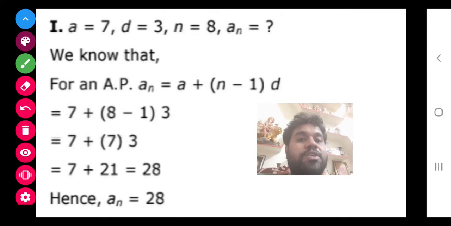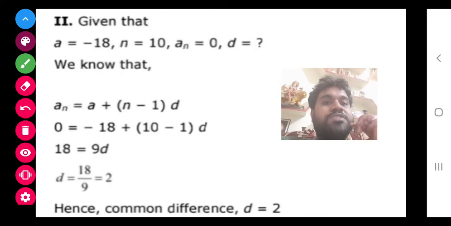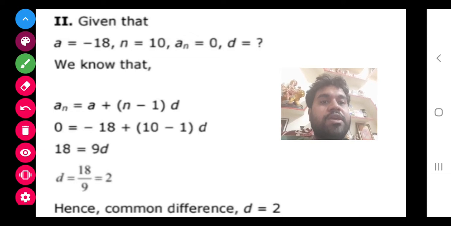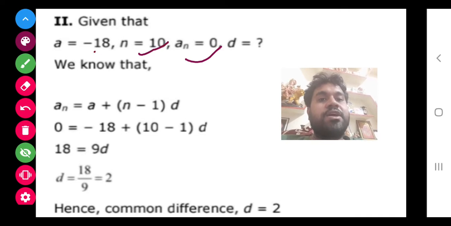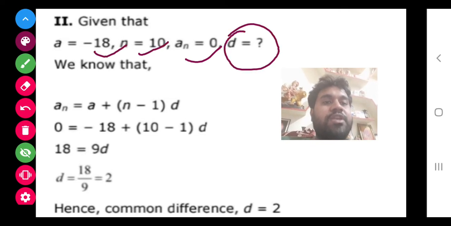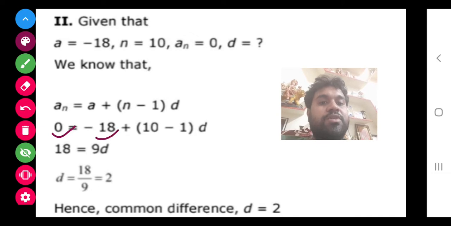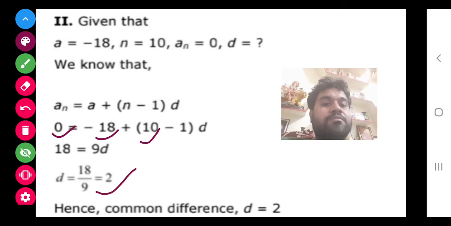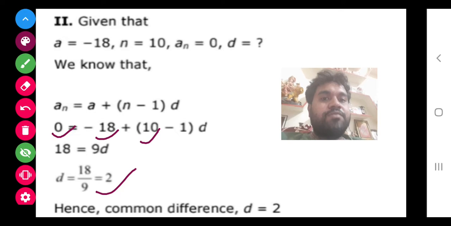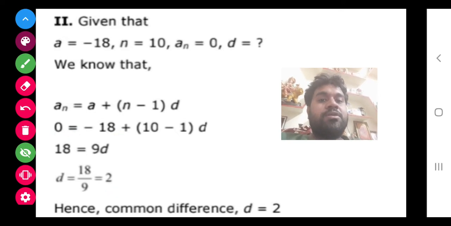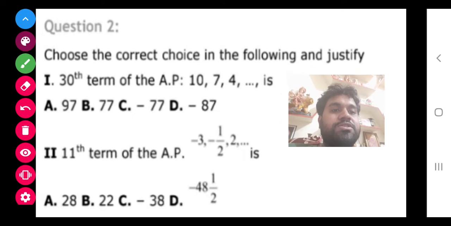Now similarly the next one. In this an is given as 0, n is given, and a is given. We have to find out d. So using the same formula, substituting a is equal to 0, an is equal to minus 18, and n is equal to 10, we can determine the value of d. So very simple question for you people. Now the next other part you will do yourself.